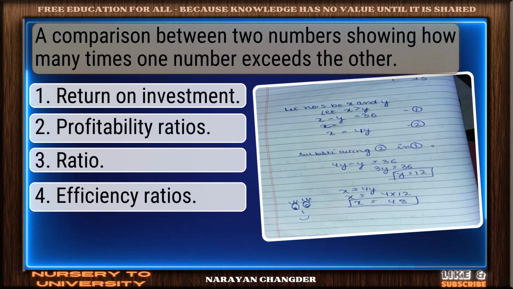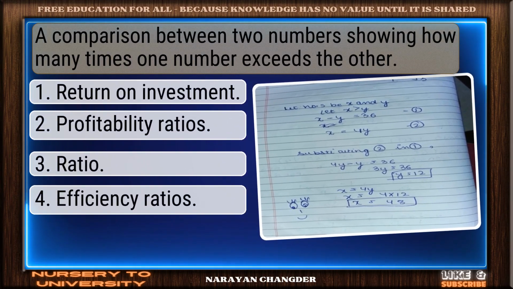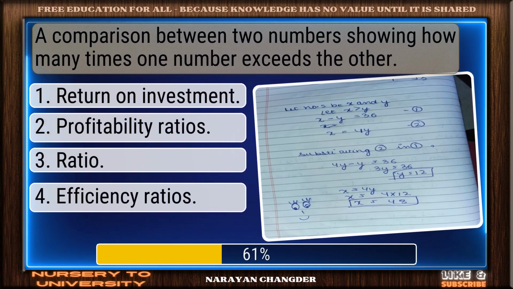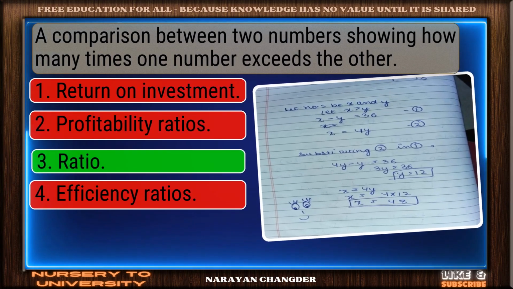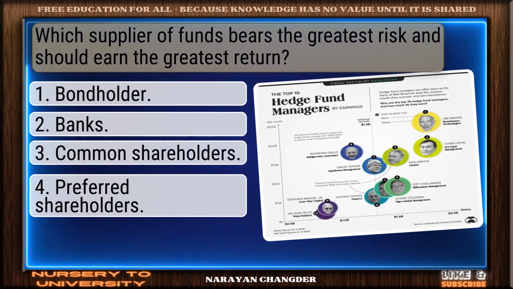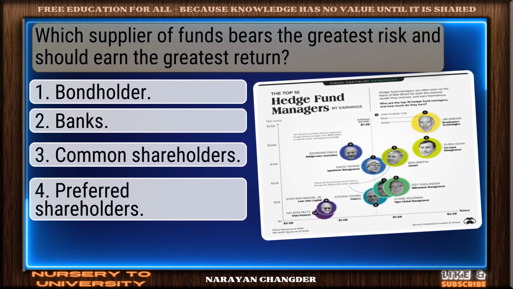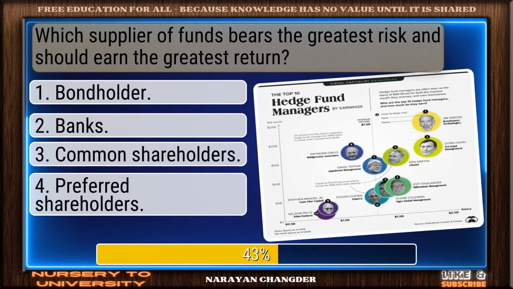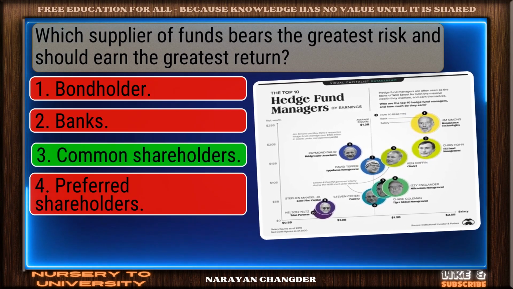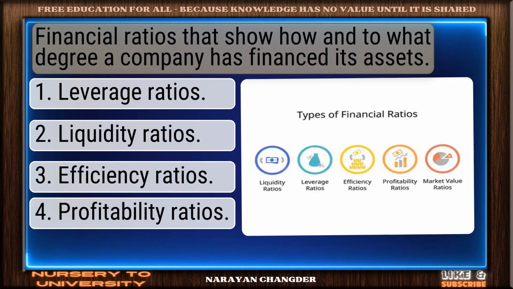A comparison between two numbers showing how many times one number exceeds the other. Right again. Ratio is a valid answer. Which supplier of funds bears the greatest risk and should earn the greatest return? Valid point. Common shareholders is true.